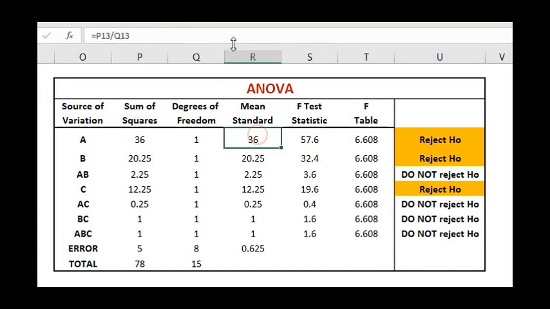The mean square is just the sum of squares divided by the degrees of freedom.